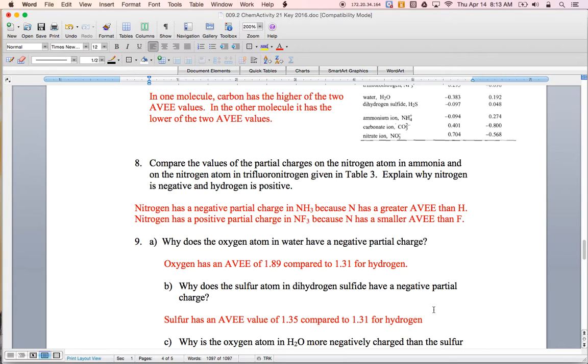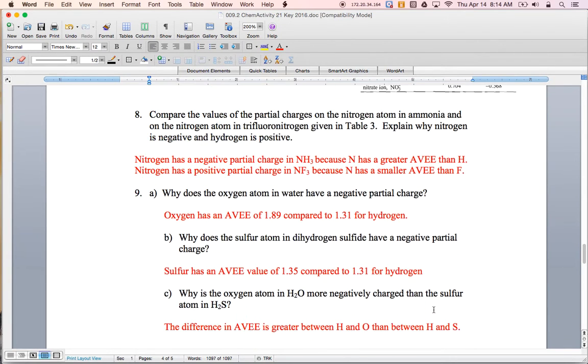Very similar situation in number 9, looking at water and dihydrogen sulfide. In water, oxygen has a partially negative charge, because it has the larger of the two average valence electron energies. And in dihydrogen sulfide, the sulfur carries the partial negative charge because it has a greater average valence electron energy than hydrogen.